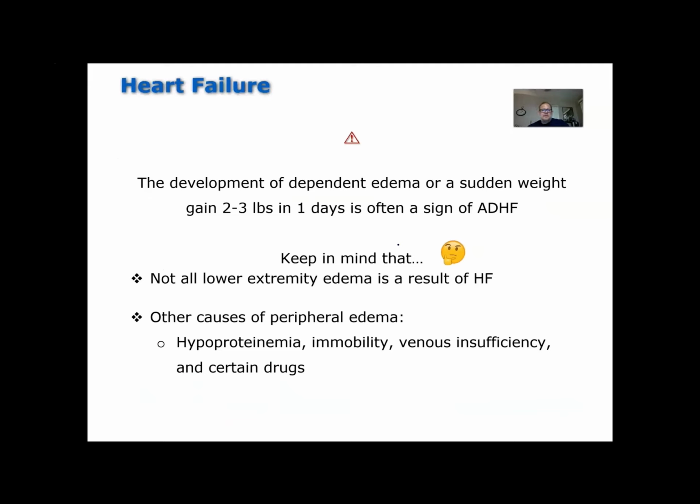In development of edema, a sudden weight gain of 2 to 3 pounds in one day is often a sign of decompensated heart failure. So remember, a sudden weight gain of 2 to 3 pounds, that'd probably be a number to keep in your mind. Remember, not all lower extremity edema is a result of heart failure. You could have hypoproteinemia, immobility, venous insufficiency, and certain drugs, right? Those all can cause edema as well. So just because you have edema doesn't necessarily mean you're having right-sided heart failure.